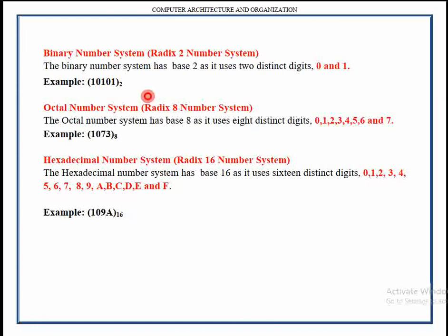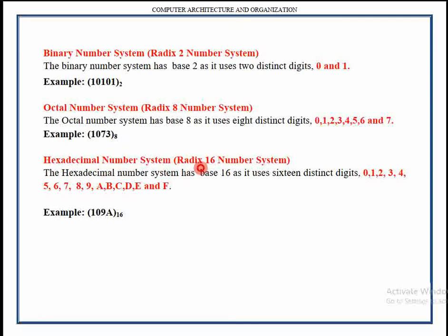Next number system is octal number system. It is also called as radix 8 number system or base 8 number system, and it has base 8 as it uses 8 distinct digits from 0 to 7. Here 1073 is taken as an example for octal number, and here you can observe that it uses the digits from the set of values defined for the octal number system. So here its base is written as its subscript.